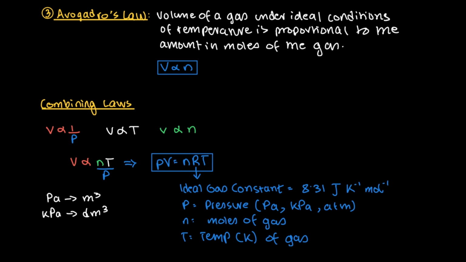The last law that we have over here is Avogadro's law, which states that the volume of a gas under ideal conditions of temperature, like all the other examples that we did also had ideal conditions, so this is a similar thing, is going to be proportional to the amount in moles of the gas. So we have V is directly proportional to n over here. n in this case refers to moles.